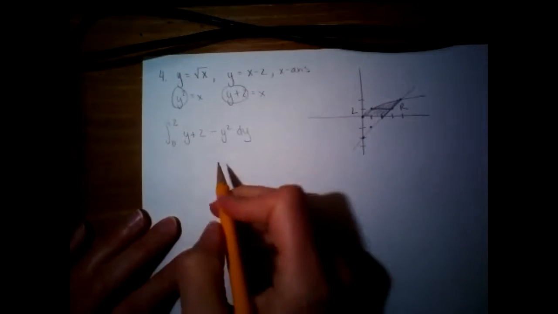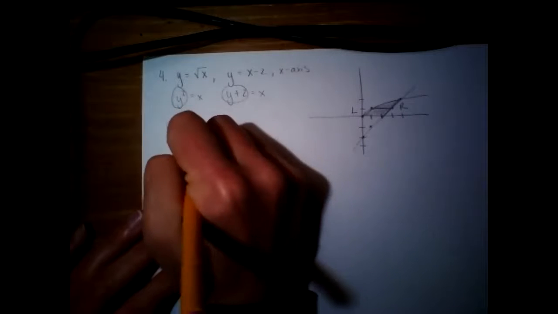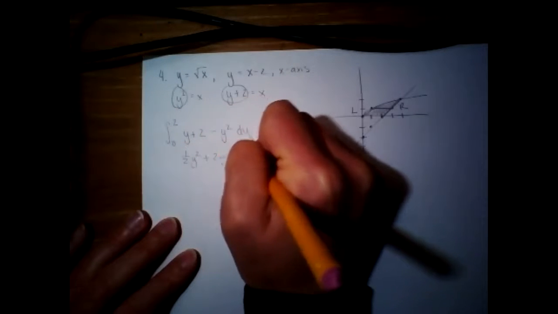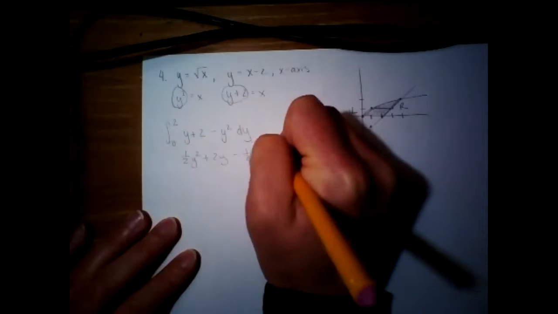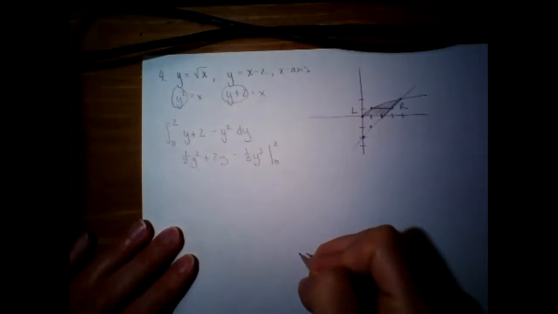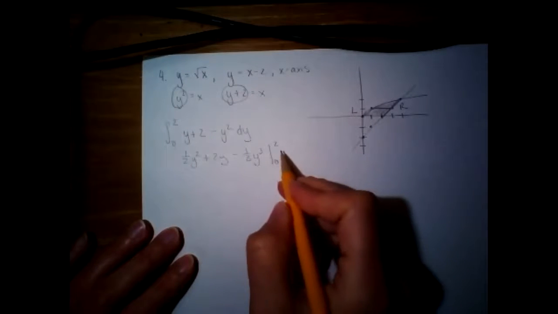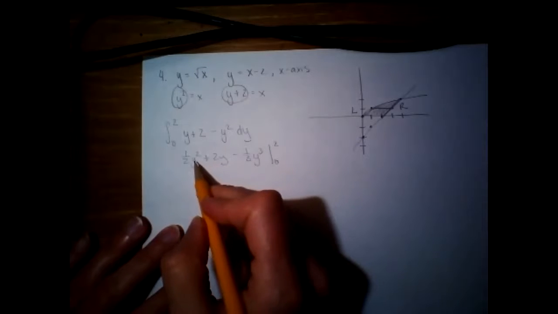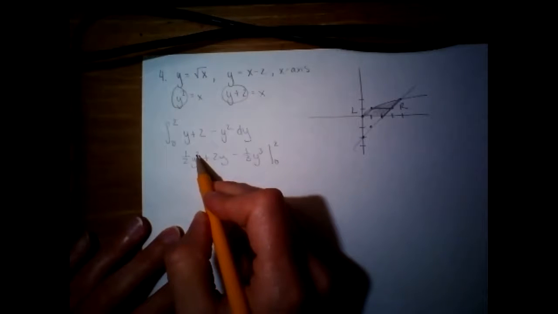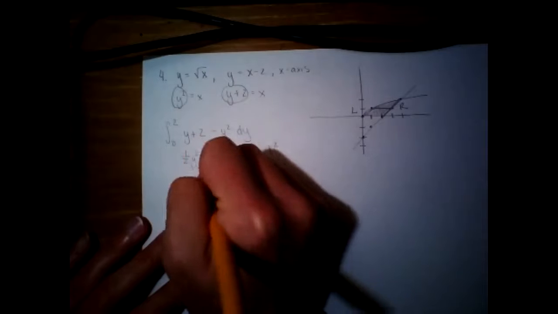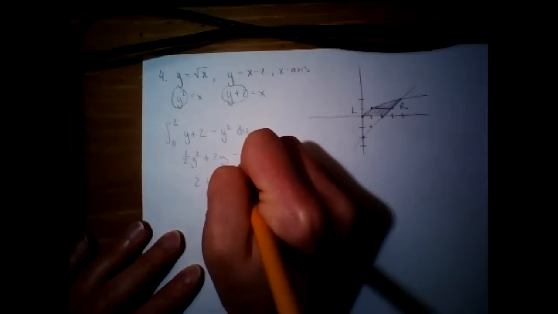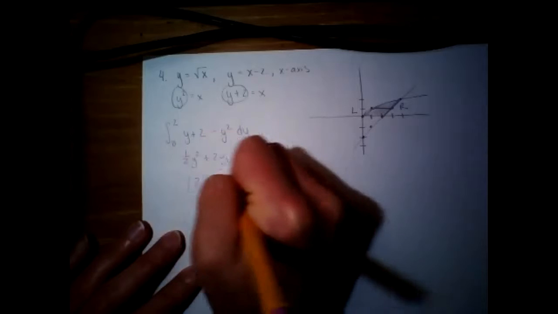There we go. All right, so antiderivative, that's going to be 1/2 y squared plus 2y minus 1/3 y cubed from 0 to 2. And I told you you didn't have to simplify these down. So honestly, you could just plug in the 2 and leave it as is. A lot of you went a little bit further, so I'll go ahead and do that. 2 squared would be 4. Half of that is 2. 2 times 2 is 4, and then 2 cubed is 8, so minus 8/3.